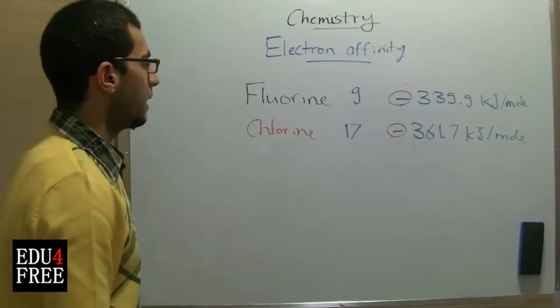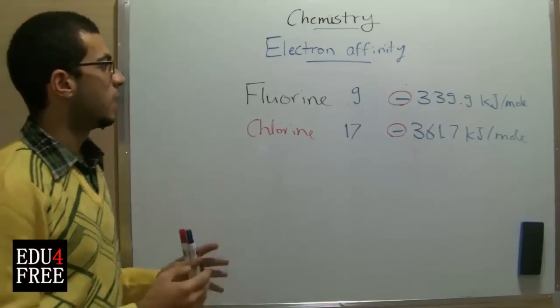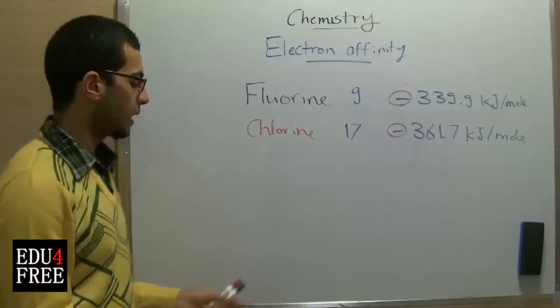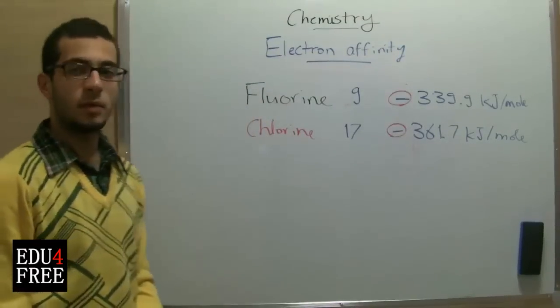So this is it for today, and the next time we will talk about something called electronegativity, another property which is found in elements classified in the periodic table.